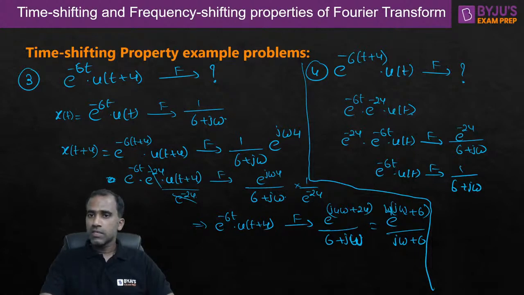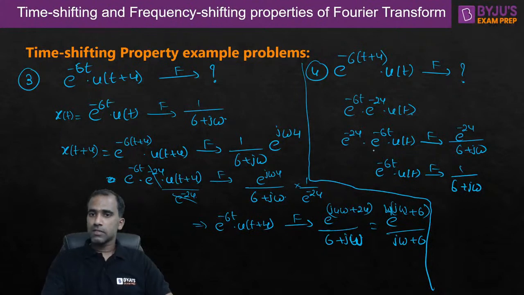Here, don't try to adjust. It's not possible to adjust. U of t, you can't make it u of t plus 4. By doing anything, you can't make it u of t plus 4. Right? So when the shifting is happening in only one of the places, if it is happening inside the u function, inside the step function, then you have to adjust the power part. Whereas if it is there only in the power, it is possible to adjust. Whatever is inside the step function, that is not possible to adjust. But this one we can put outside as a constant.